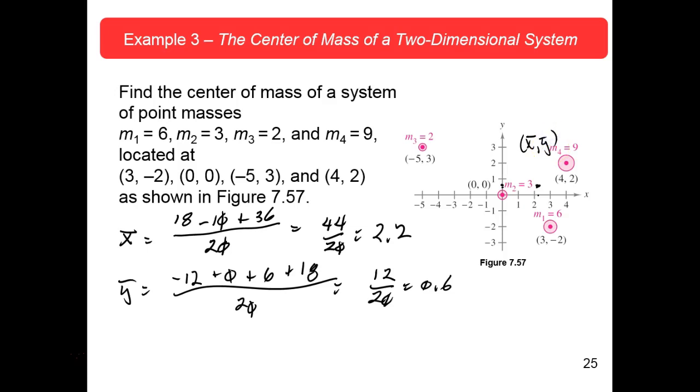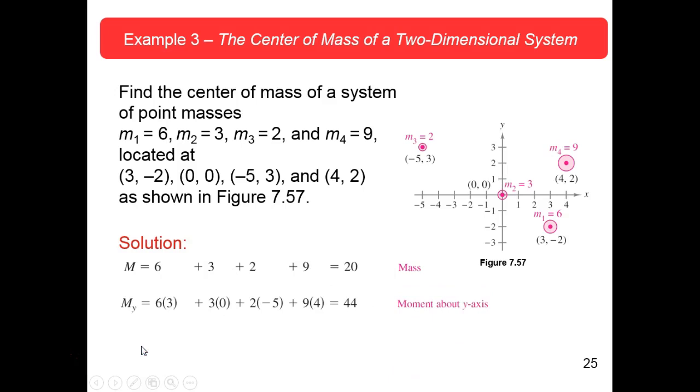Let's see what they got. They kept it in fraction form, 11/5, which is 2.2, and 3/5, which is 0.6. Good deal. Oh, I forgot they showed the answer too.